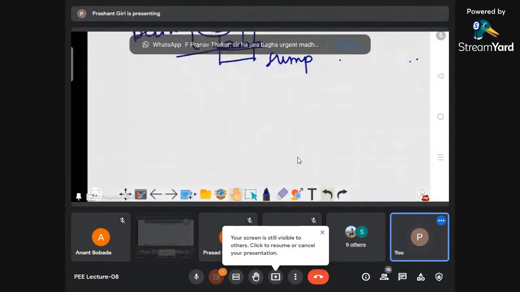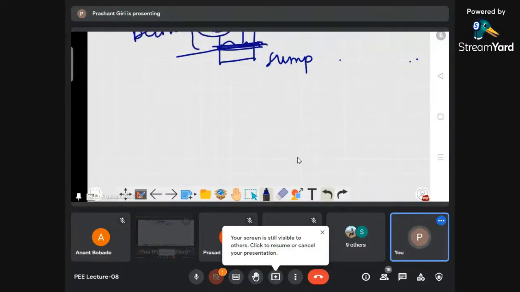Now here we are having the sump and this is your reservoir.